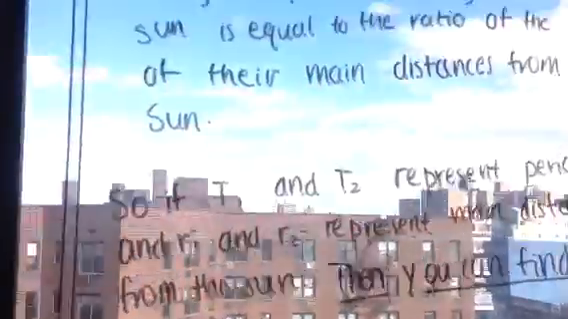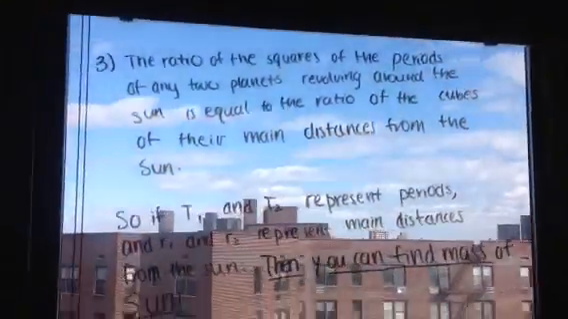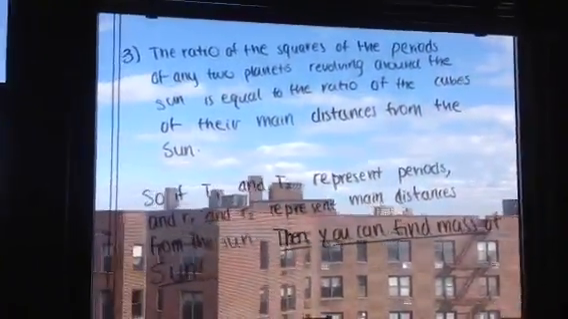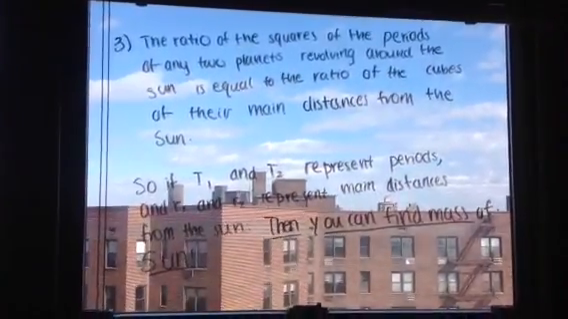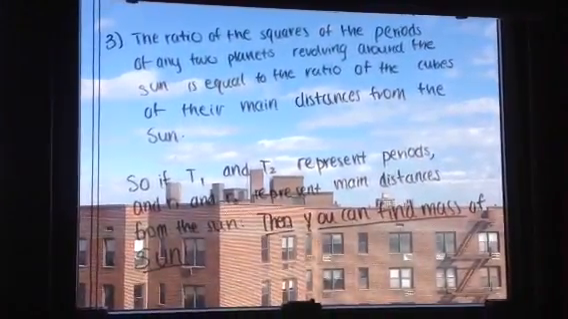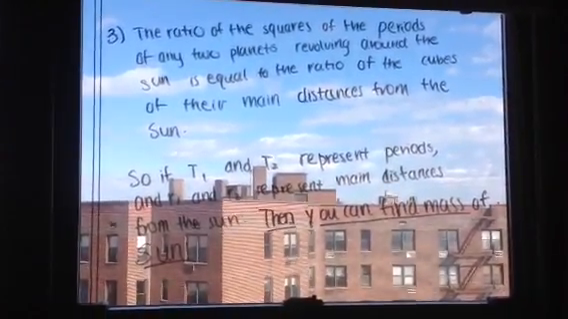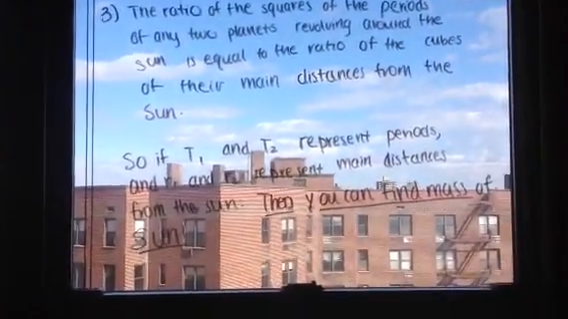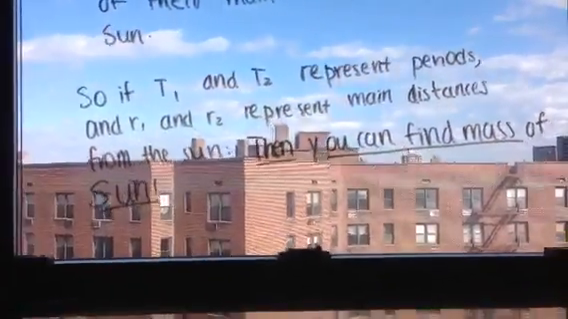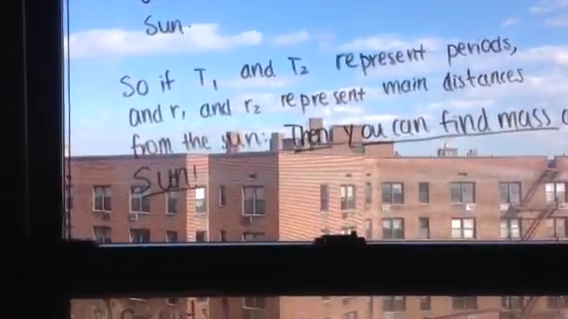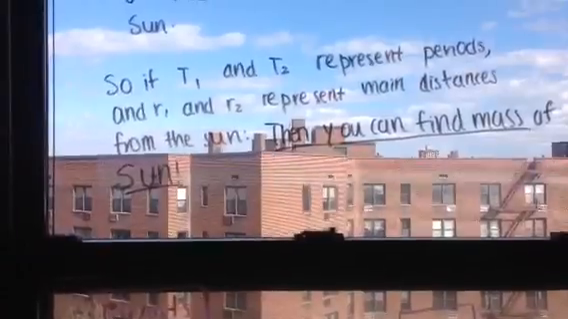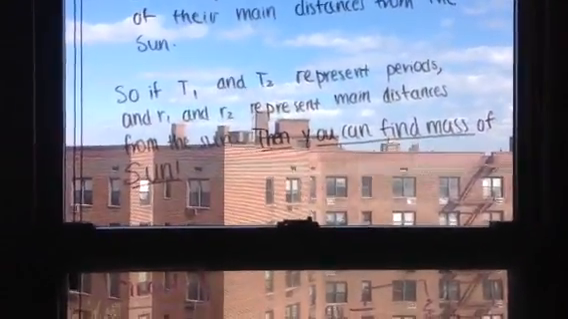Now, the third law, the law that's used to find the mass of the Sun. It states that the ratio of the squares of the periods of any 2 planets revolving around the Sun is equal to the ratio of the cubes of their mean distances from the Sun. So, if T1 and T2 represent their periods, and R1 and R2 represent their mean distances from the Sun, then you can use these values to find the mass of the Sun, which we'll show you soon. Stay tuned.